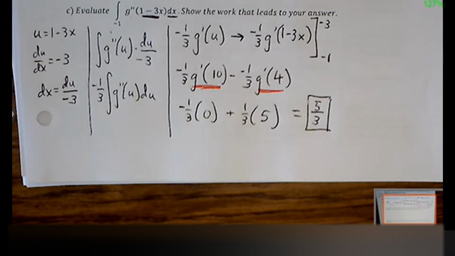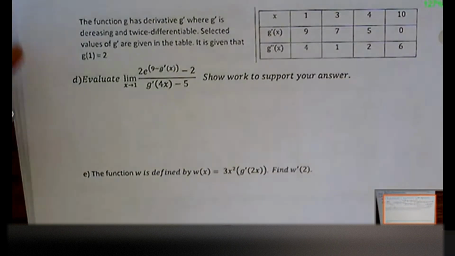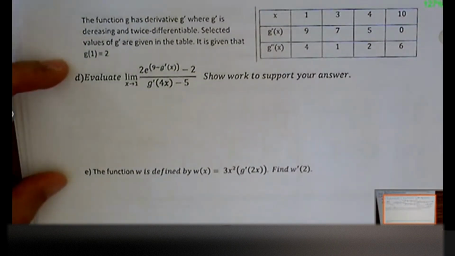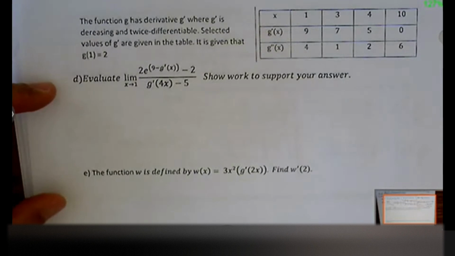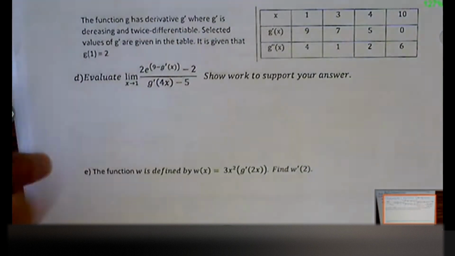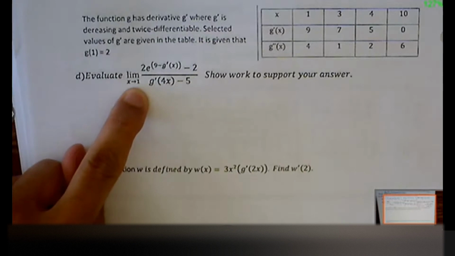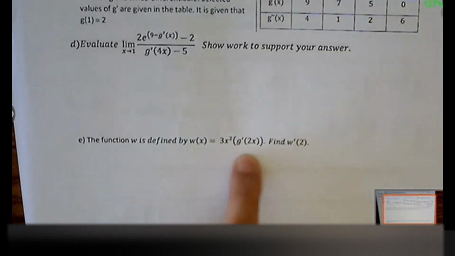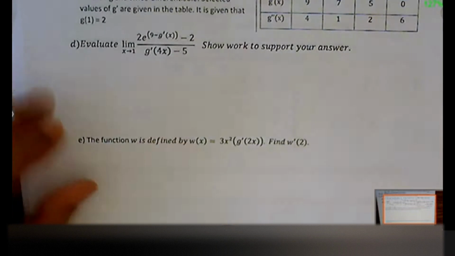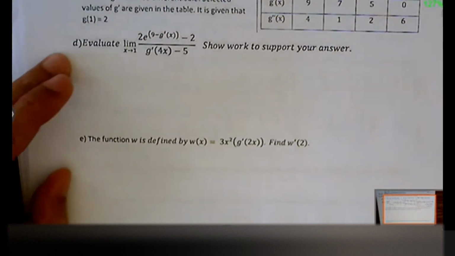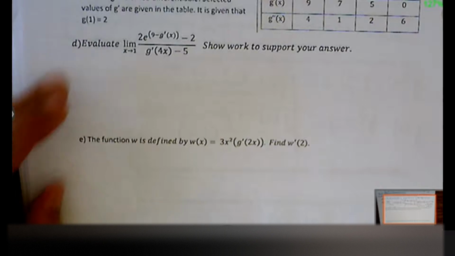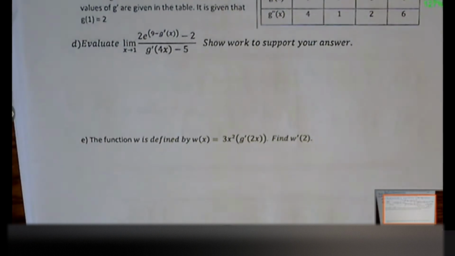Okay, any questions? First page. Parts D and E are more like carryovers from the previous FRQ. I'm not going to put this on the test, but this is L'Hopital's rule, and E is product and chain rule. So it's good practice, but it won't be on the test tomorrow. Let's go to F, and if we have time, we'll go back to D and E.